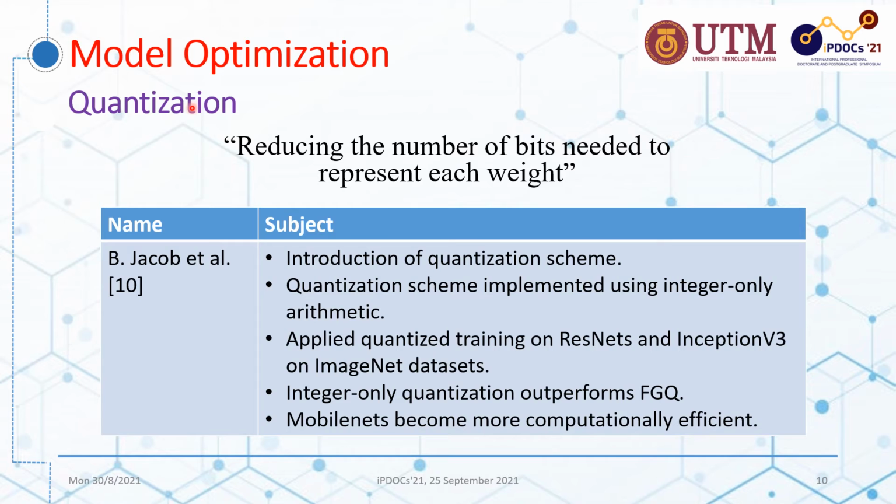Quantization. Quantization is a process where the network size is further reduced by reducing the number of bits needed to represent each weight. Jacob introduced the quantization scheme. The quantization scheme was implemented using integer-only arithmetic, and applied quantized training on ResNets and Inception v3 on ImageNet datasets. The integer-only quantization outperformed FGQ, fine-grained quantization, and the MobileNets became more computationally efficient.